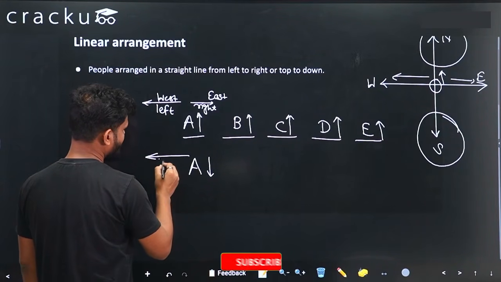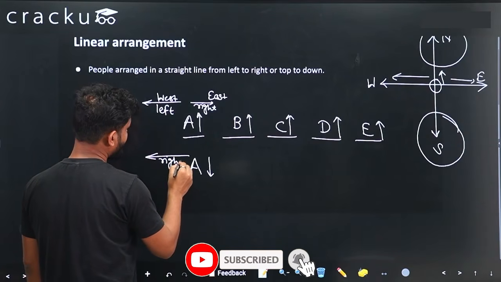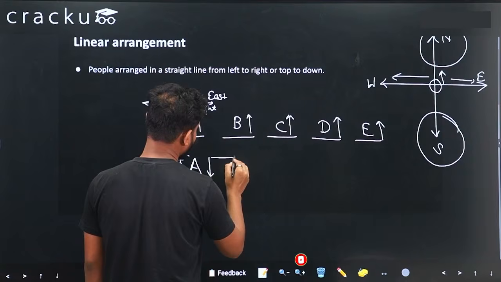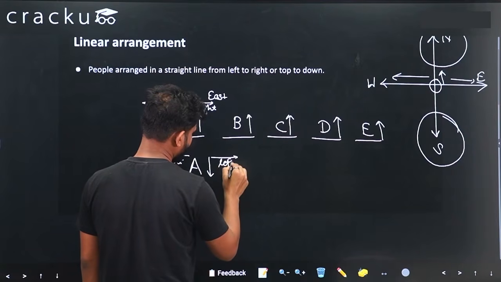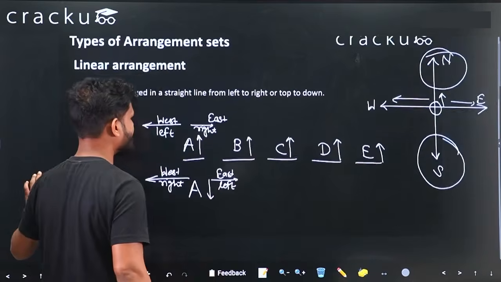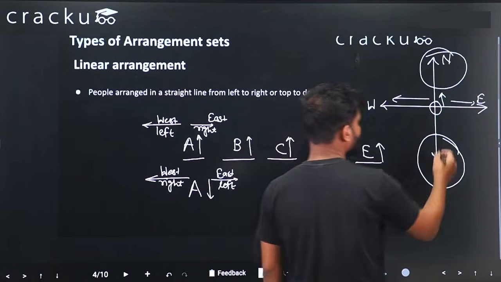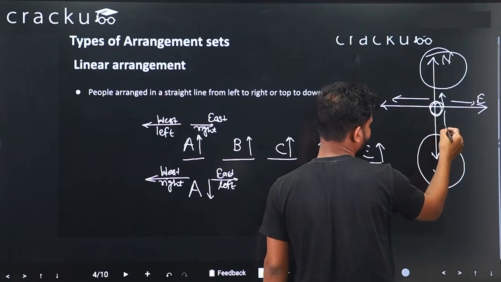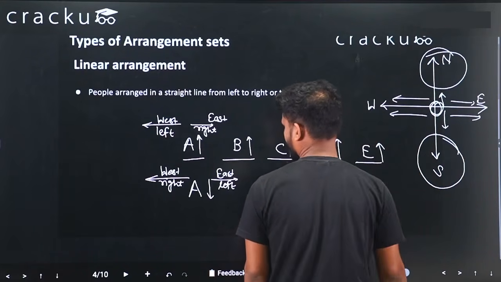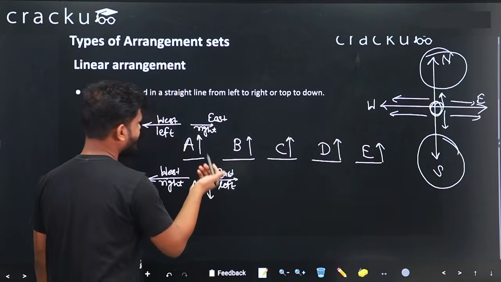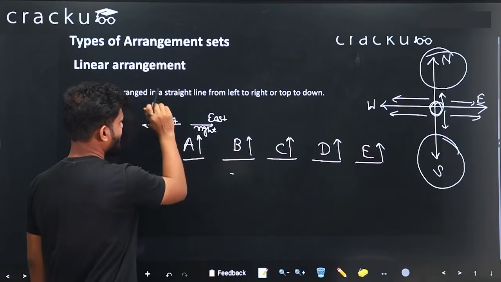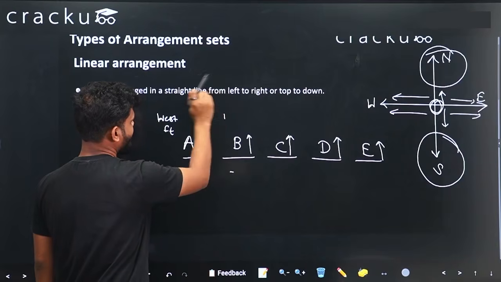So this will be your right, which is your west, and this will be your left, which is east. This is very much important, the direction sense, understanding which is right and which is left. So if you are sitting here and facing this direction, your left will be east and your right will be west. But if you are facing north, then your right will be east and your left will be west. So this is how you find the direction.